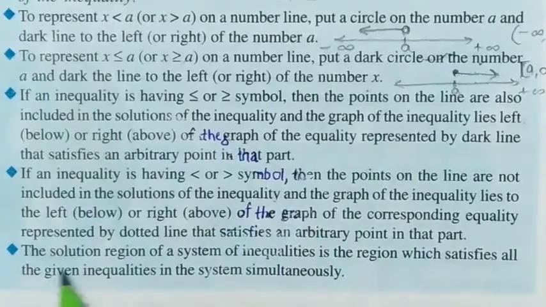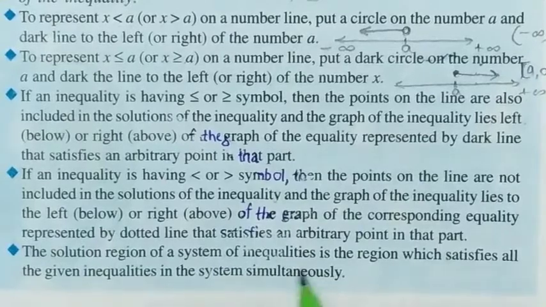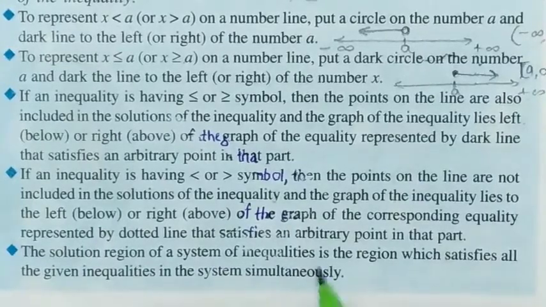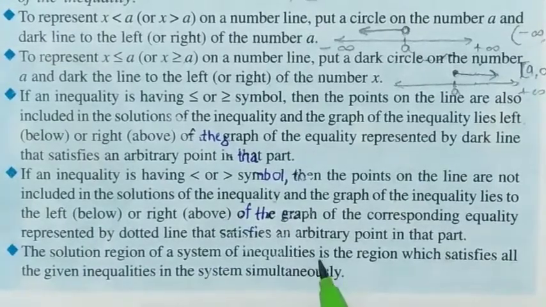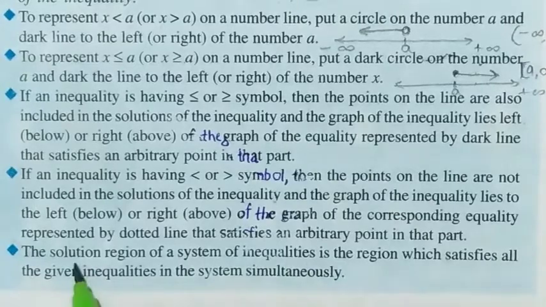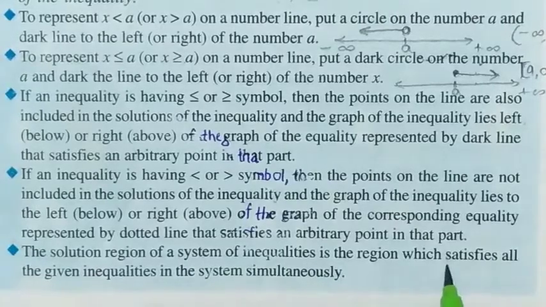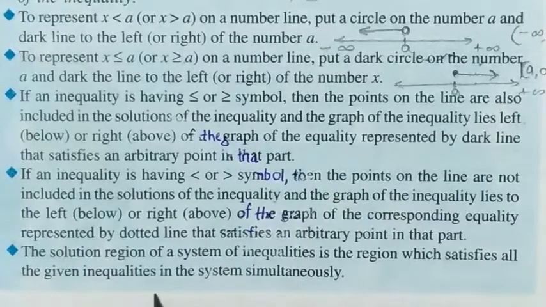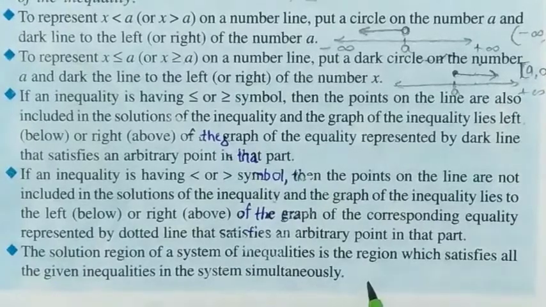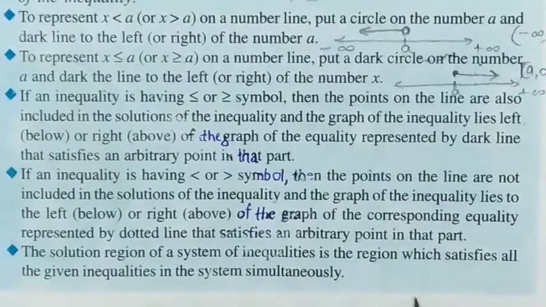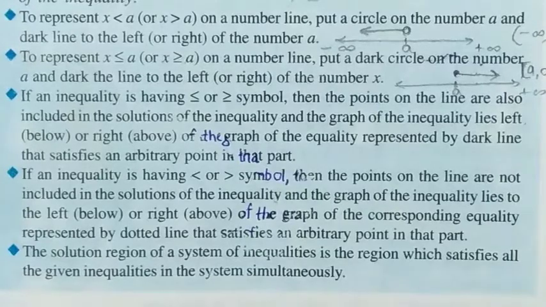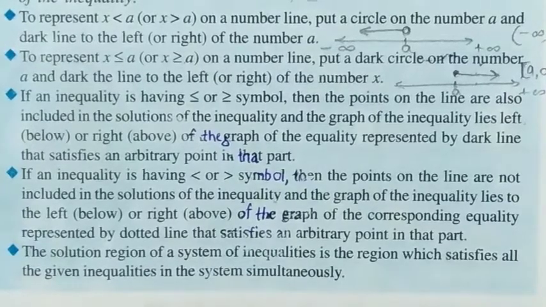And next point, the solution region of the system of inequalities. If a system of inequalities means more than one inequality is given, then the solution region is the region which satisfies all the given inequalities in the system simultaneously. Meaning if all inequalities are true for that region, then only that region will be called the solution region. I think it is clear to you.